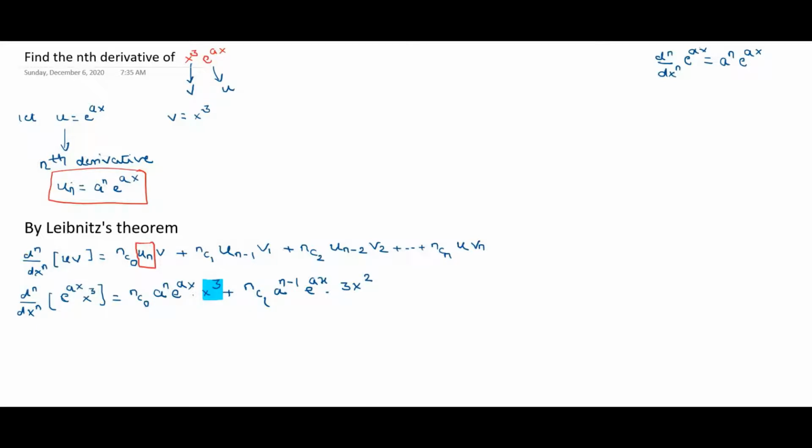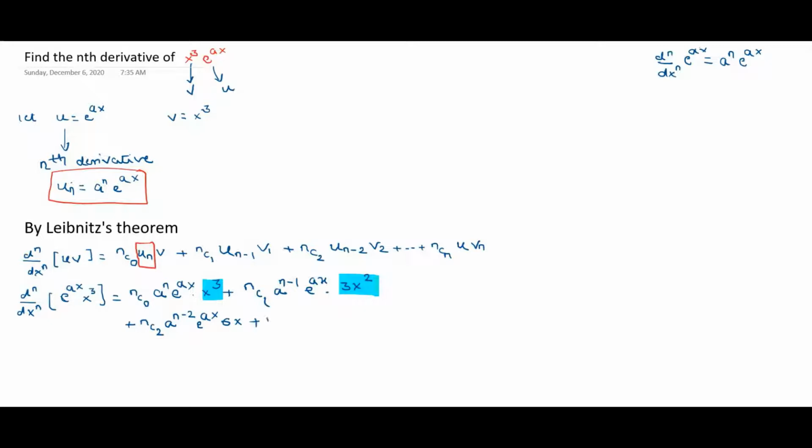Okay, then plus. Now nC1 is over. Next term is nC2 a raised to n minus 1. Next you can write it as a raised to n minus 2 e raised to ax as it is. Next, what is differentiation of this 3x square? Differentiation of 3x square is equal to 6x, plus.